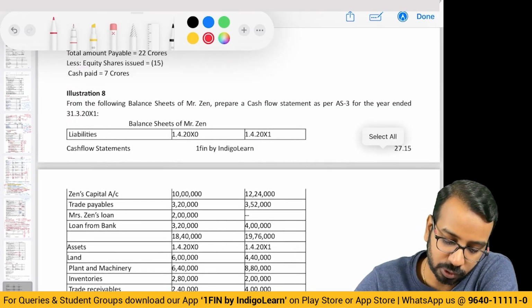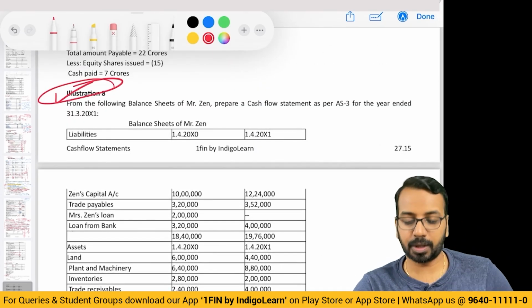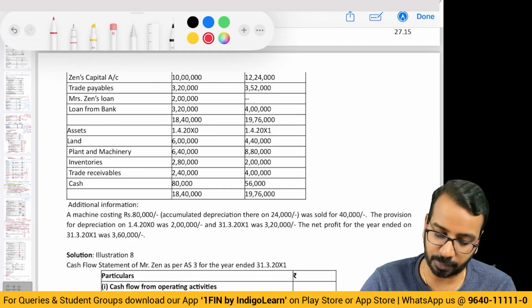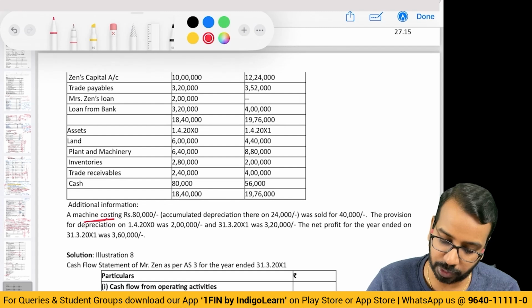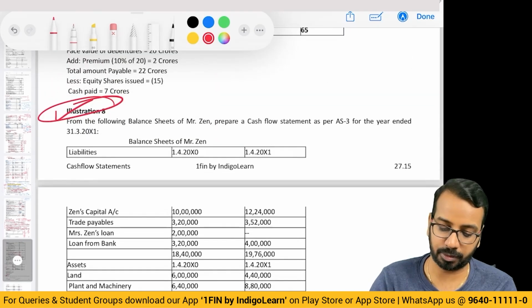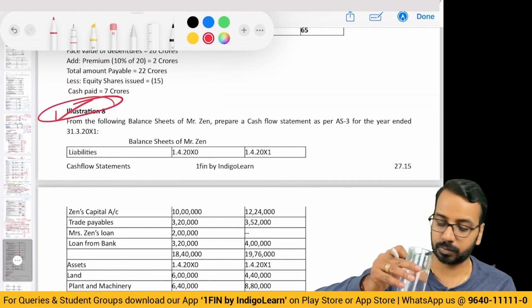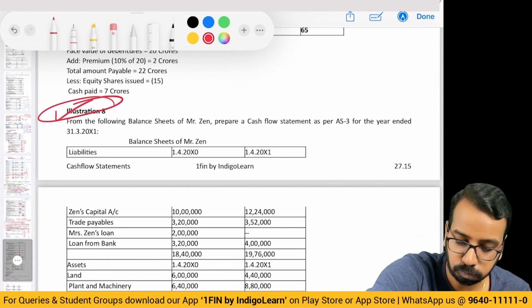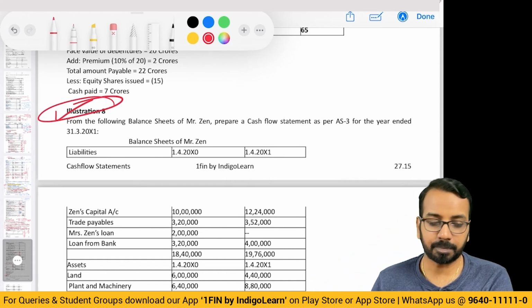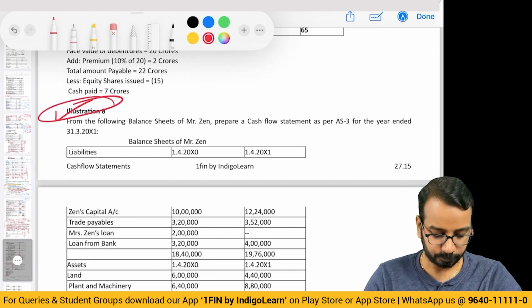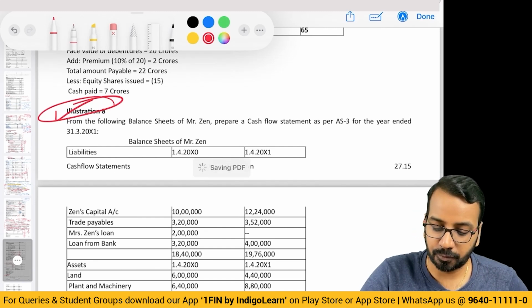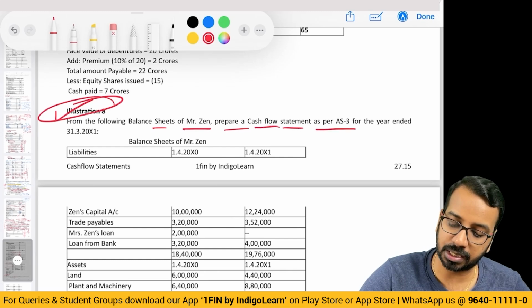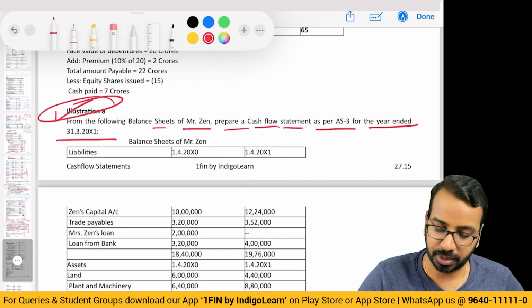Now let us look at this question, illustration number 8, where we have a typical adjustment of machinery. So we'll do that and prepare the cash flow statement. From the following balance sheets of Mr. Zen, prepare a cash flow statement as per AS 3 for the year ended 31st March.